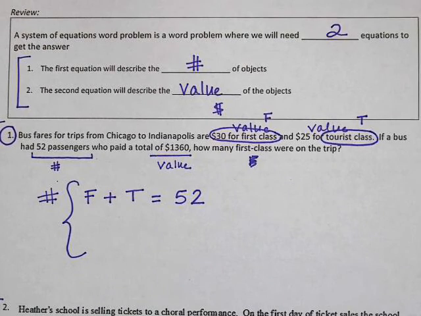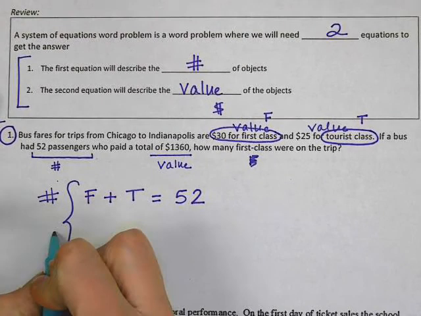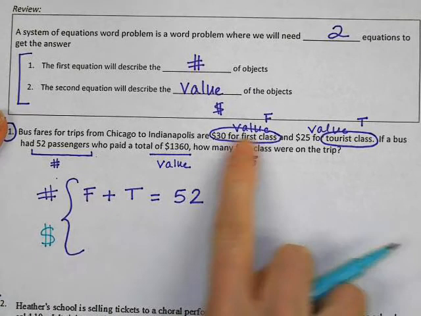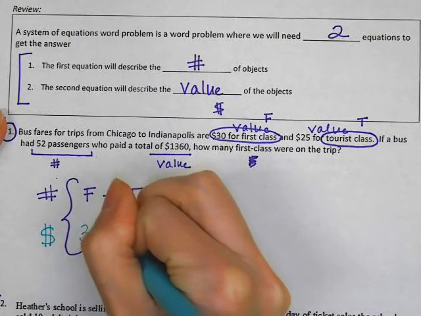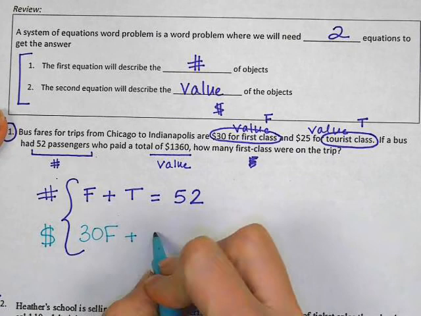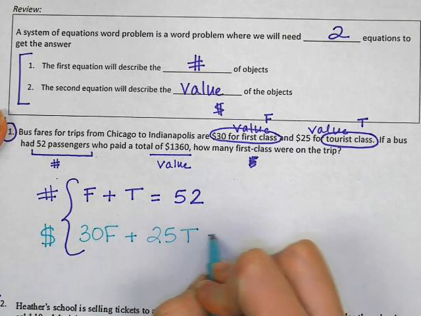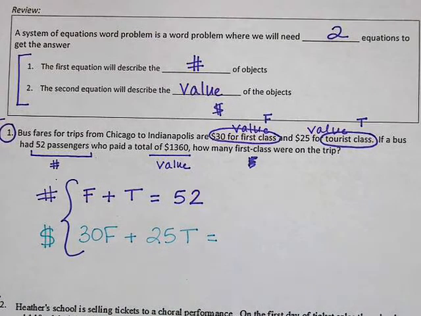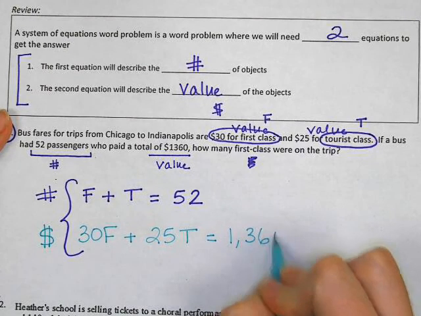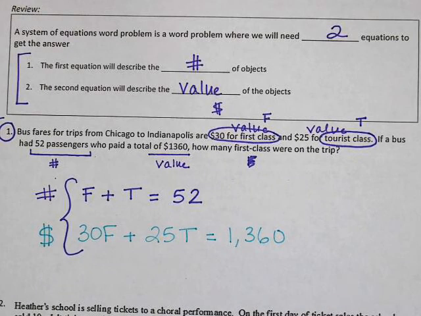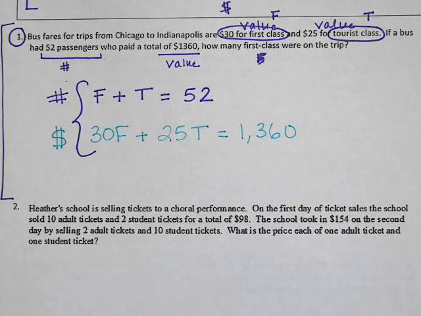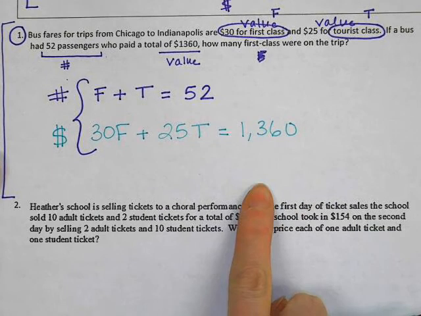Now, the second equation is going to be about what the value is, how much each one's worth. Well, first class is worth 30 bucks, so we're going to have 30F plus tourist tickets are worth 25 bucks, so we're going to have 25T, and then that's going to equal the total value collected, which was $1,360. Okay, so I hope you guys see the similarity to the coin problems here for number 1. And then we're not going to solve that. We'll worry about solving tomorrow.